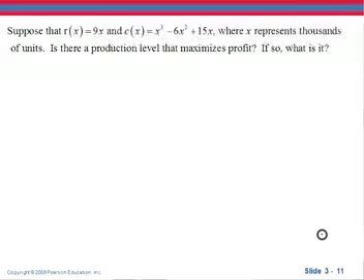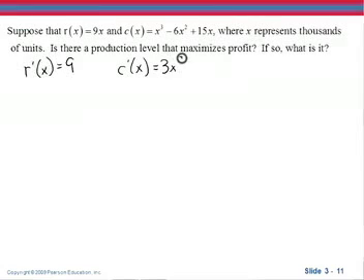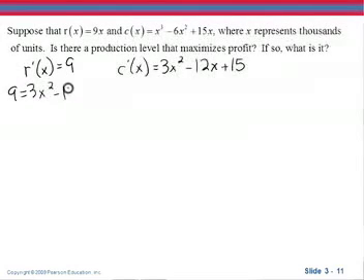Now here we have a revenue function and a cost function. X represents thousands of units. We want to know the production level that maximizes profit. Now our maximum profit is going to come when R prime of x is equal to C prime of x. So I'm going to first find R prime of x. The derivative of 9x is 9. Then I'm going to find C prime of x. The derivative of x cubed is 3x squared. The derivative of 6x squared is 2 times 6, which is 12x. And the derivative of 15x is 15. And what I want to know is, where are these two equal? Where is 9 equal to 3x squared minus 12x plus 15?